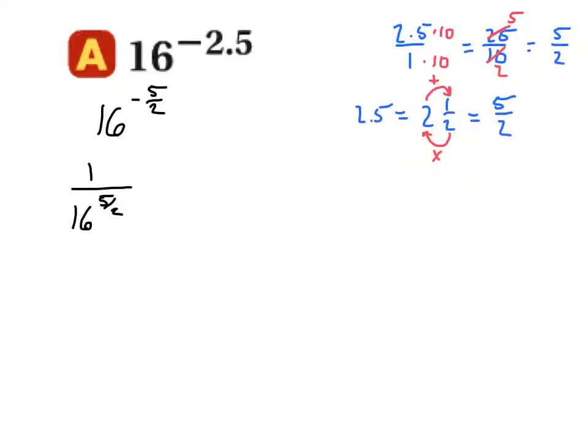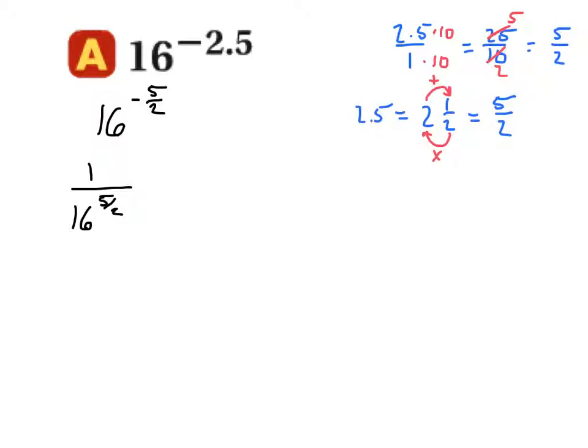All right, I had that pause for a while. I apologize. So we have 16 to the negative 5/2 power now. We had to take care of that negative before we evaluate anything, so we put it in the denominator. So we now have 1 over 16 to the positive 5/2 power.